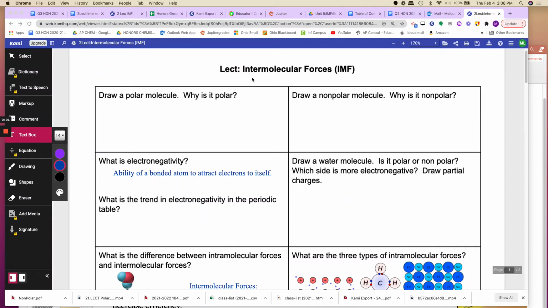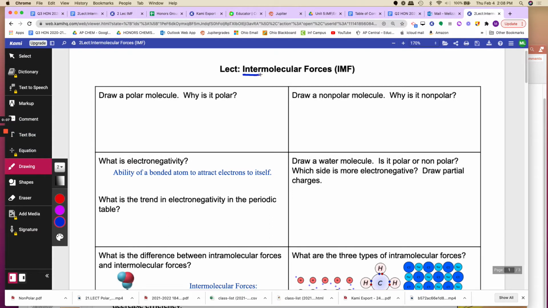In this lesson, we will be talking about intermolecular forces, short for IMF. The inter means it's between two molecules. The way I remember it is that you're a person and another person, you are interviewing each other. So it's what's happening between two substances.